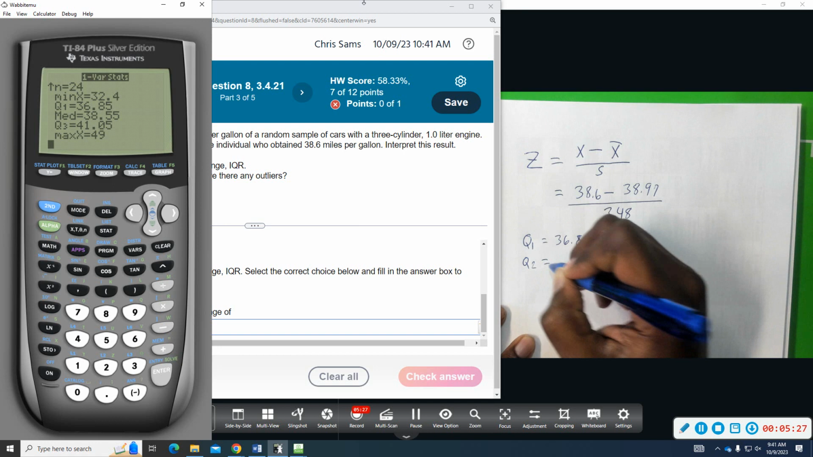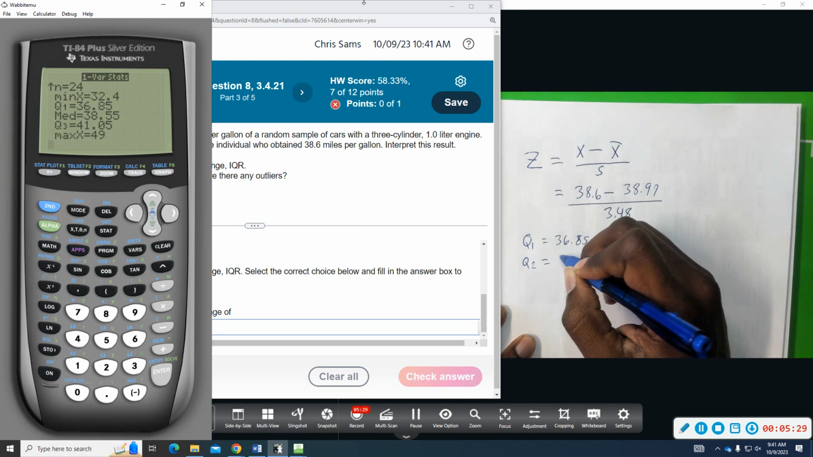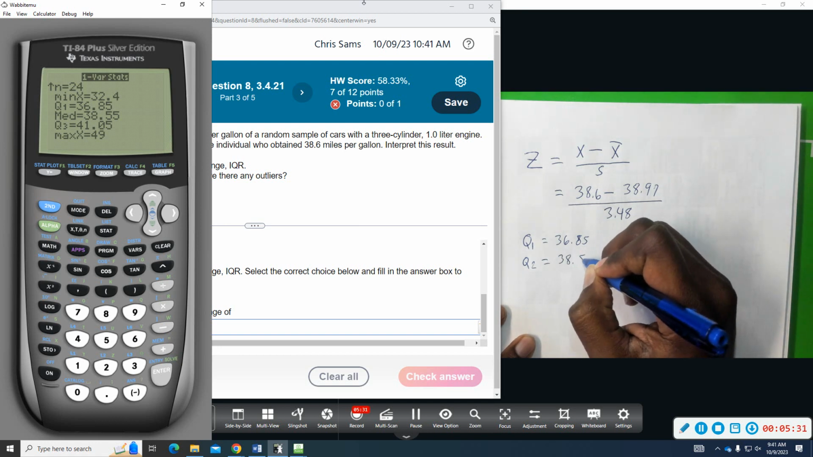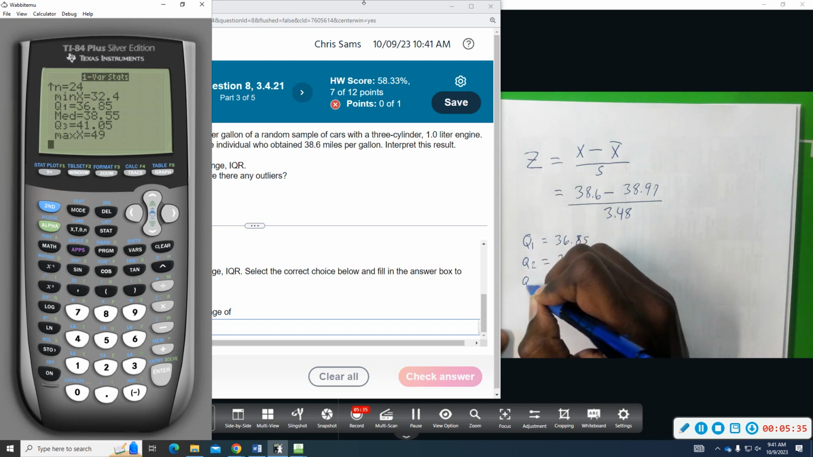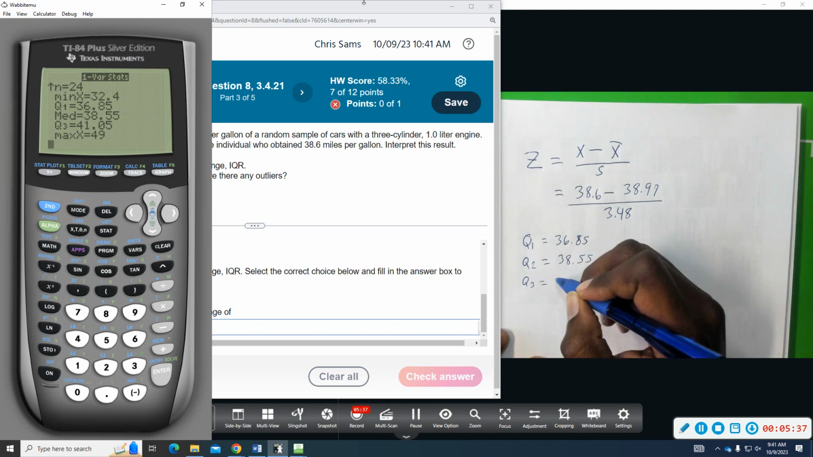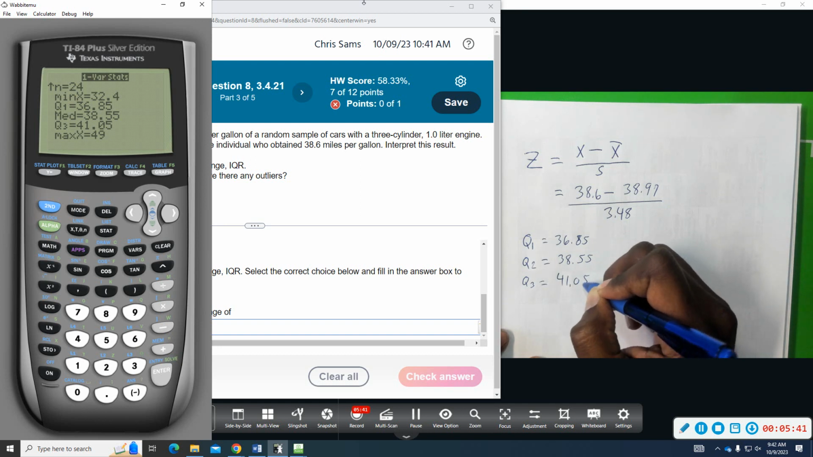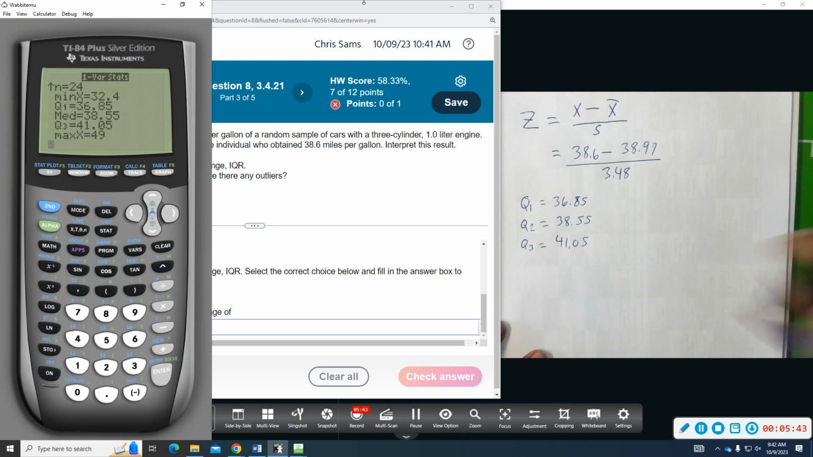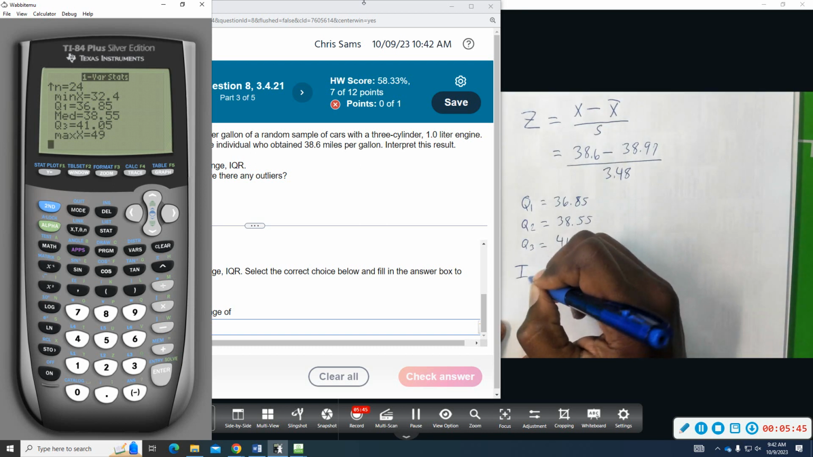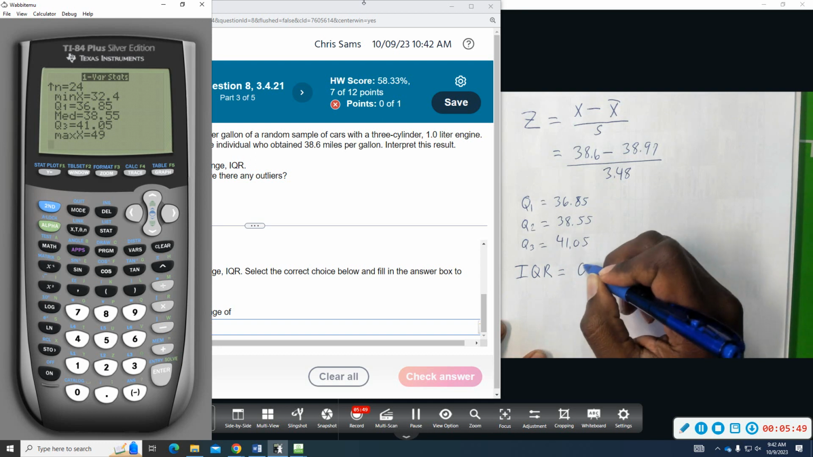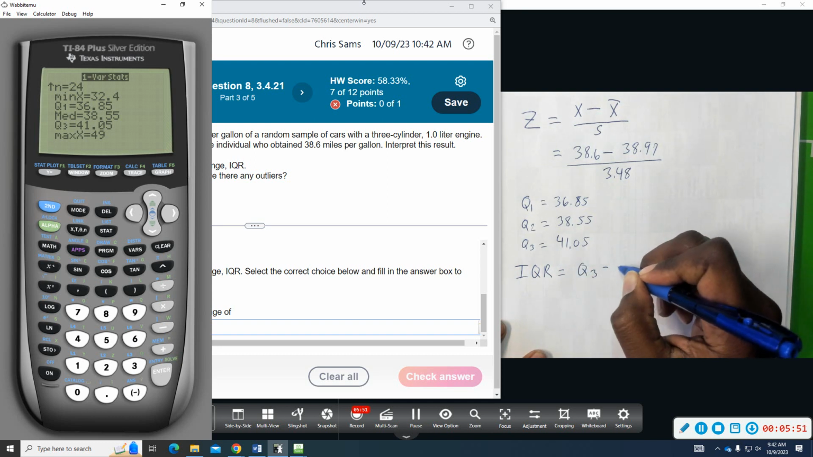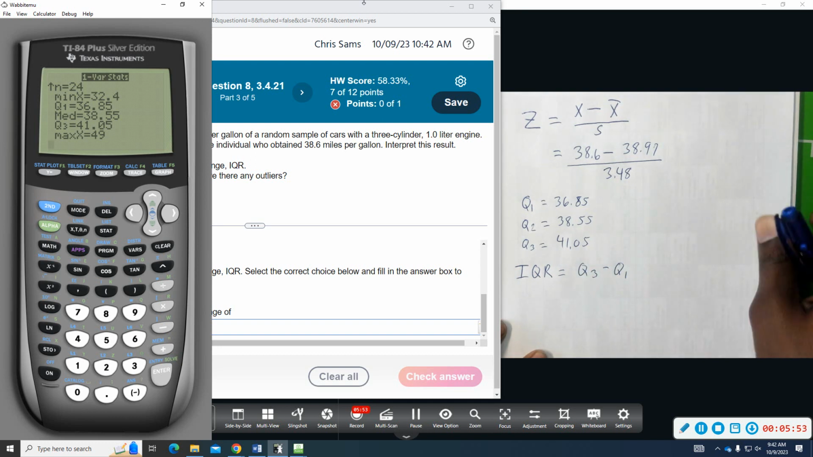Q2. And Q3. All right, the IQR, interquartile range, is Q3 minus Q1.